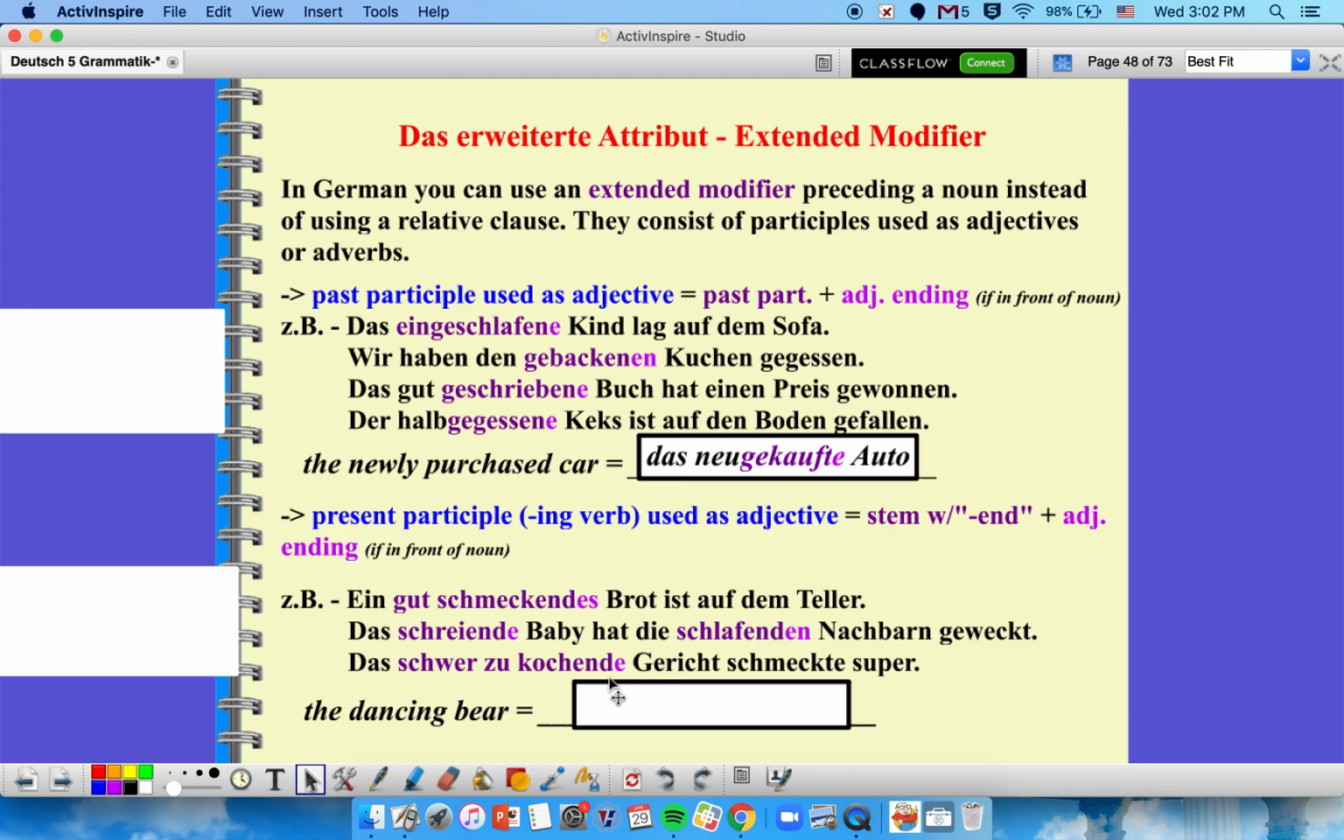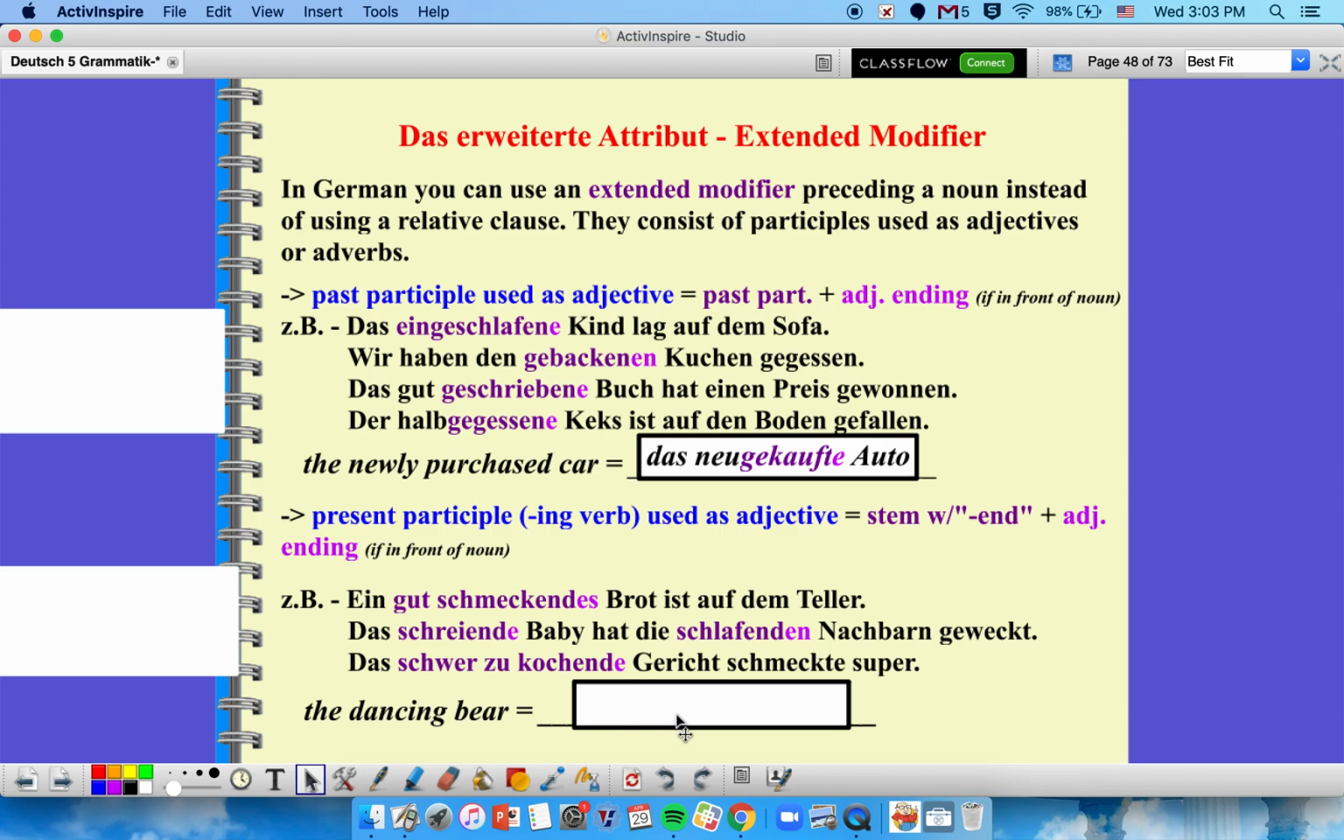Das schwer zu kochende Gericht schmeckte super. That'd be the difficult to cook dish tasted great. This one's a little bit weird for us in English because we wouldn't think of this as a present participle, but in German it is. And so this is where you can kind of use extended modifiers in different ways in German from in English. We again see das is original, shows gender, and we're just putting an E.